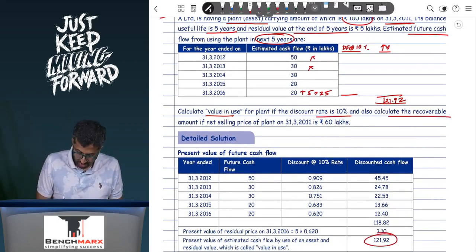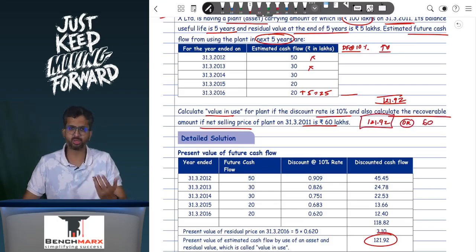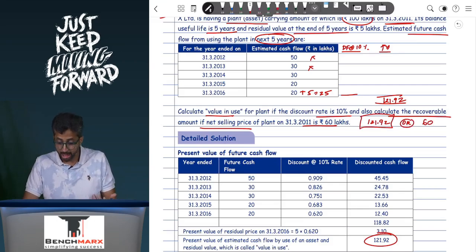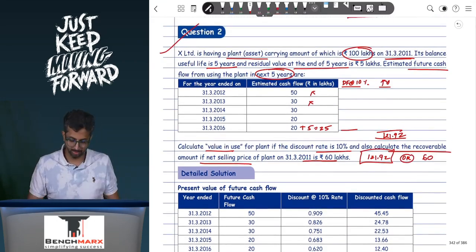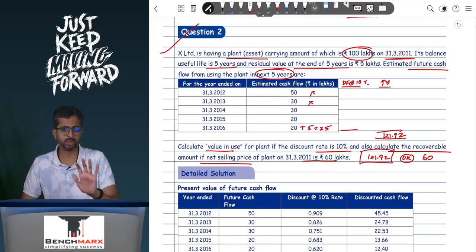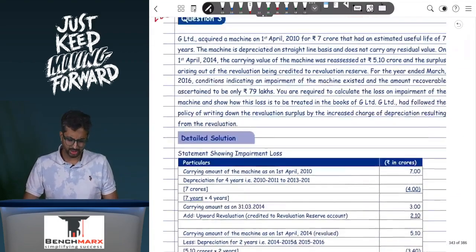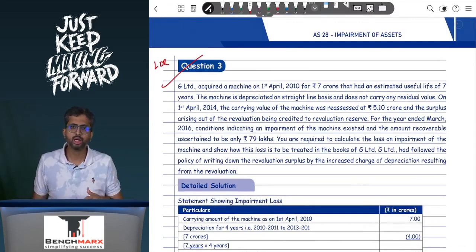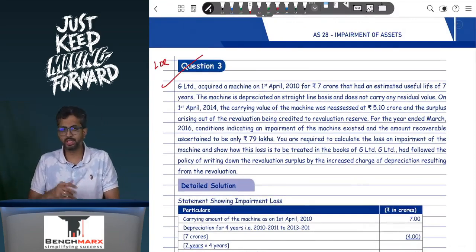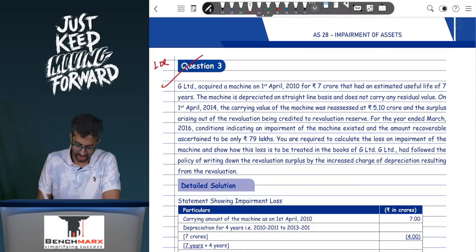Also calculate the recoverable amount if the net selling price is 60 lakhs. So if you take 121.92 or 60 lakhs, you will select whichever is higher, and hence the recoverable value is 121.92. And if I had to calculate impairment, 100 lakhs against 121, there is no impairment loss if it was asked. That is question number 2. Now question number 3 I would say is important because it tests for recoverable value in the revaluation model, impairment, everything over here. So this is interesting.